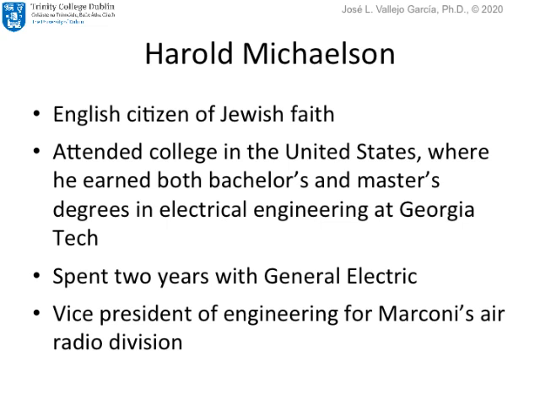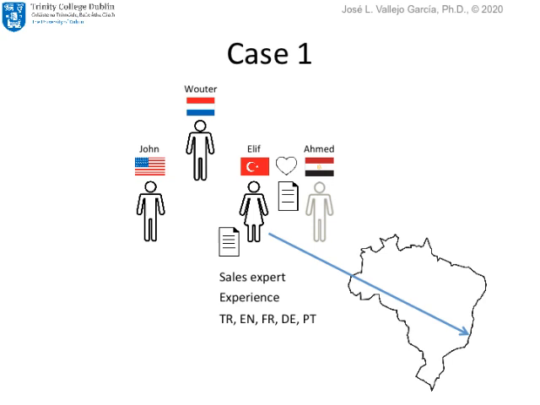What I have now is a small case that I adapted. This is based on a real case, and I usually say this as a story in the class for you to reflect about it. So let's imagine this is a Dutch company whose CEO is called Wouter. He's got 2 subordinates. One of them is John from the United States, and the other one is Elif from Turkey.